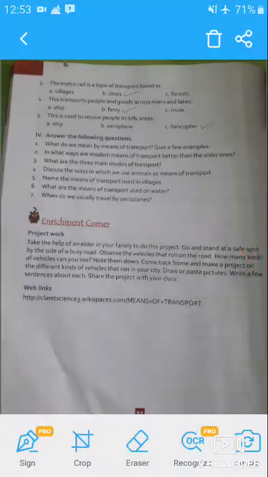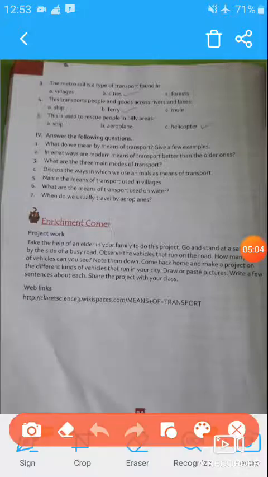Now students, let's move on to the last question, that is, this is used to rescue people in hilly areas. So students, an aeroplane is used to rescue people in hilly areas. So here option C is the correct option.